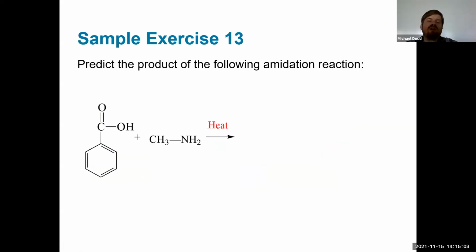Okay, so let's go ahead and give me the product of the following amidation reaction. Given benzoic acid and methylamine here, tell me what amide is going to form from this amidation. Pause the video, work it out on your paper, and we'll take a look at the answer when we come back. So pause.